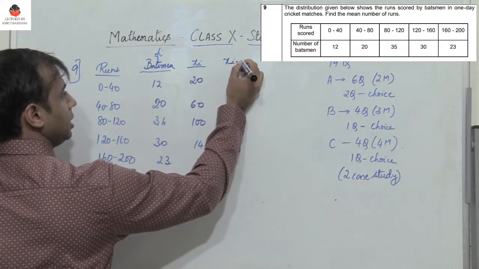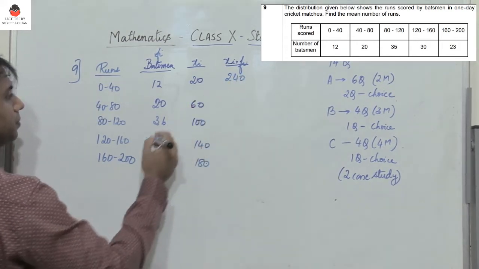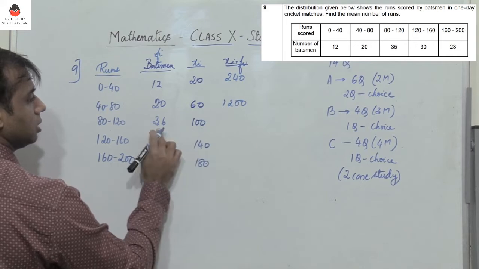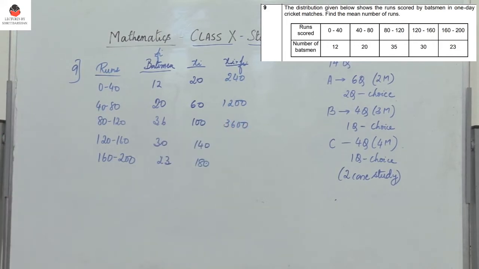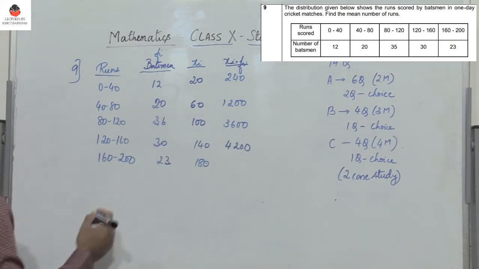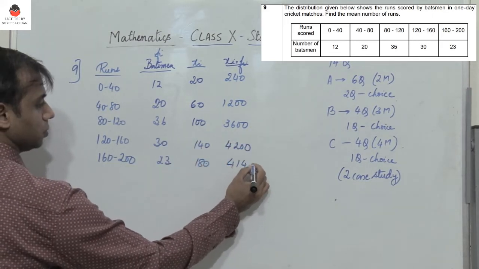So Xi into Fi. Very simple. So 12 into 20 is 240. 20 into 60 is 1200. 36 into 100 is 3600. 30 into 140 gives me 4200. And 23 into 180 is 4140.